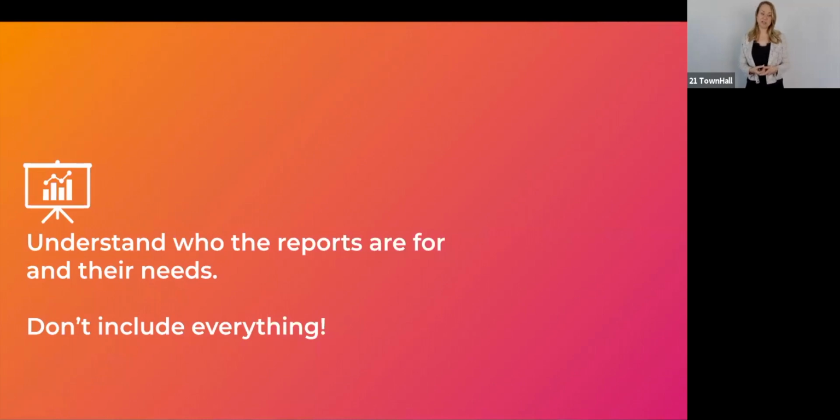The first is you want to understand who the reports are for and their needs. Big caveat, don't include everything. I find so many people, especially if you're a marketer in a small business, the gut instinct is to include everything possible within the report. Of course, they're going to want to know what headline drove the most clicks and which keyword drove the most conversions and all of these things. But there's a big difference between providing that level of insight to somebody who's optimizing the campaign and needs that information to optimize it, versus a manager or an owner of the company that needs more of an executive summary.